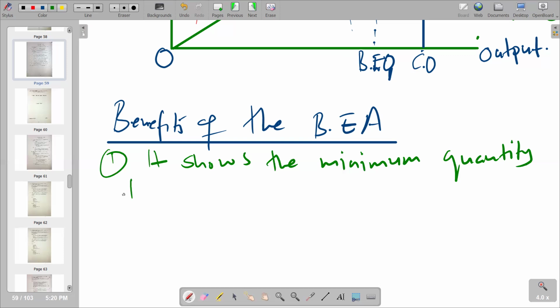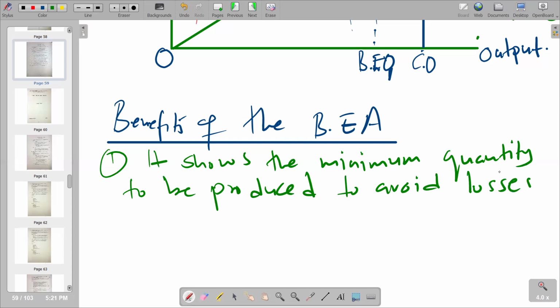It shows the minimum quantity to be produced to avoid losses. So the minimum quantity is the break-even point. So basically that's what we have. Then on the second point, which is going to be our second benefit, we are saying it shows a margin of safety. It's also a benefit.